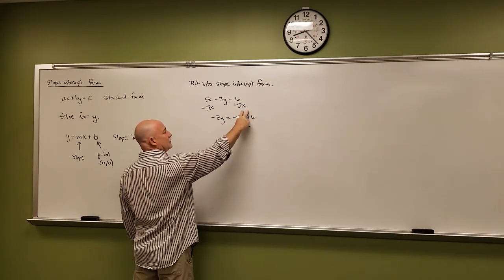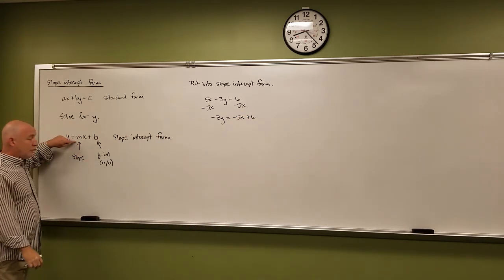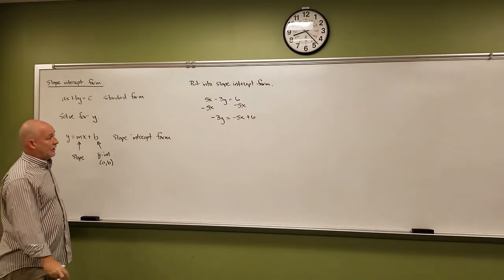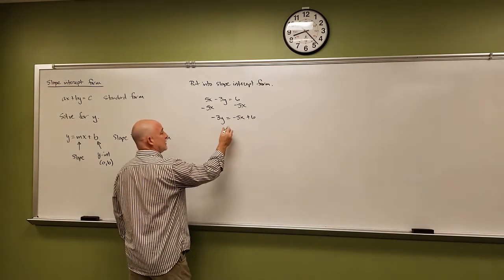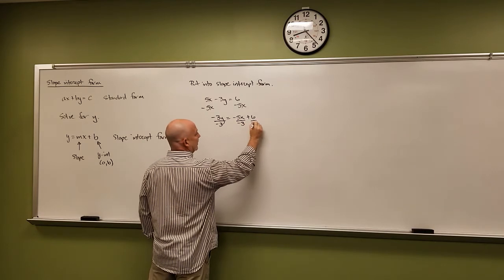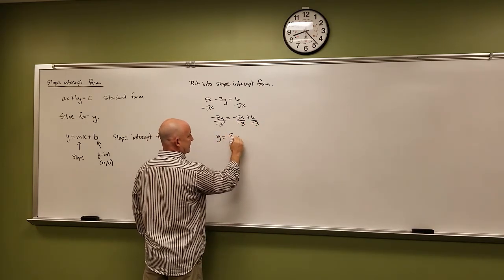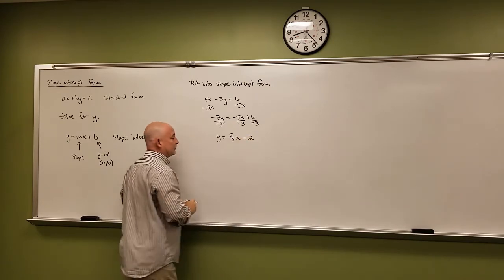Now the order on this side really doesn't matter, but the form I'm aiming for has the x piece first, so I'm going to write the x piece first. The last step, we have to divide both sides by whatever's in front of my variable, so I divide everything by negative 3. We have y is equal to 5/3 x minus 2.